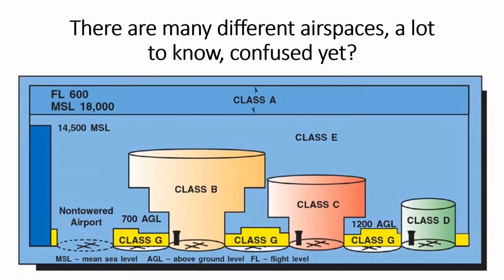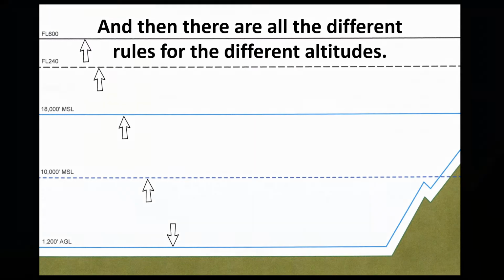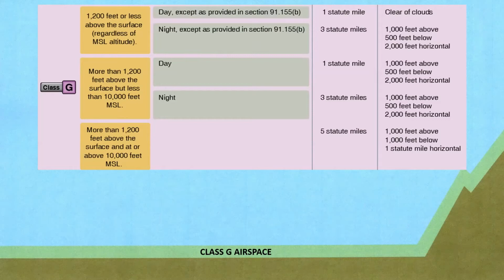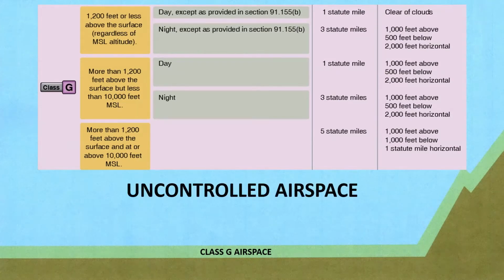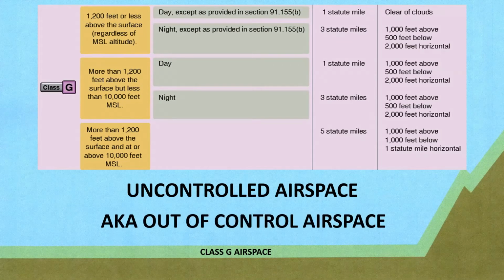There are many different kinds of airspaces and a lot of different rules to know. This can be very confusing. And then there are all the different rules for the different altitudes, just to add on top of it. So let's start with the least regulated airspace that actually has the most amount of rules, if that makes any sense whatsoever. Class G airspace. So many rules, so little time. What is Class G airspace? Class G airspace is simply uncontrolled airspace, or as I like to call it, out of control airspace.